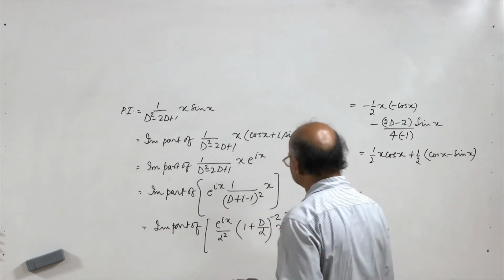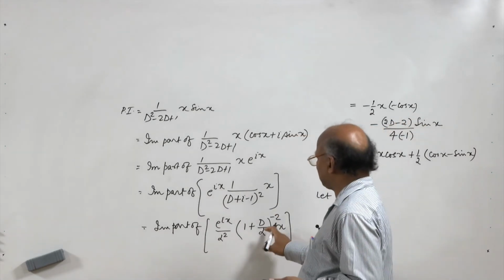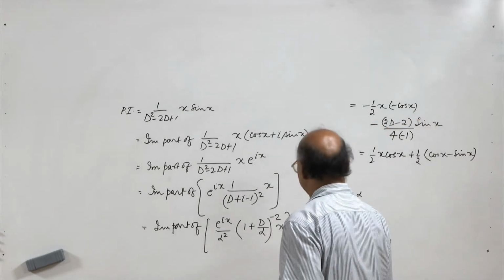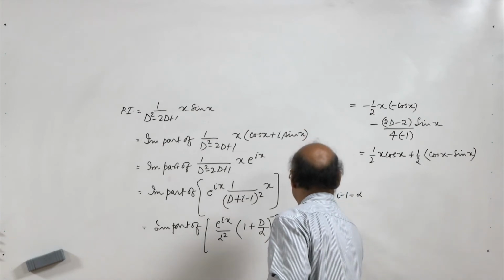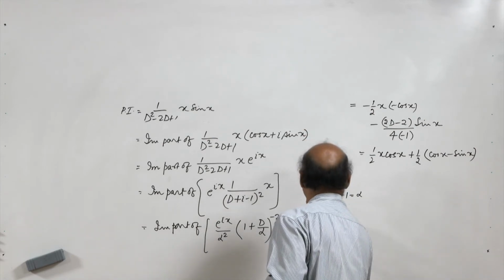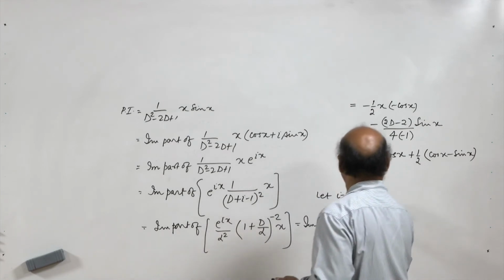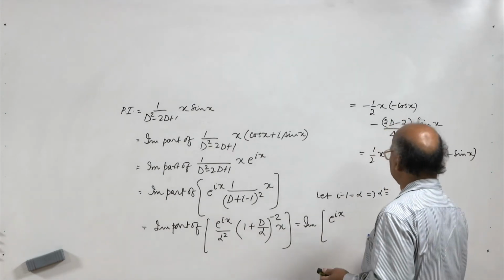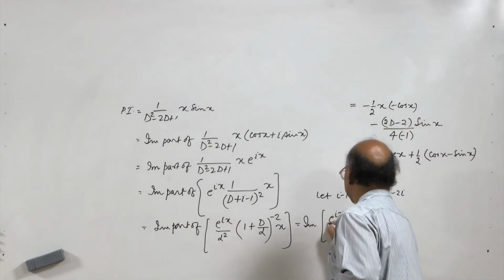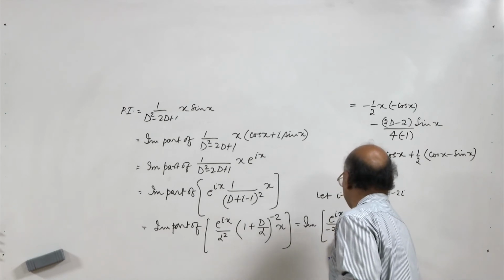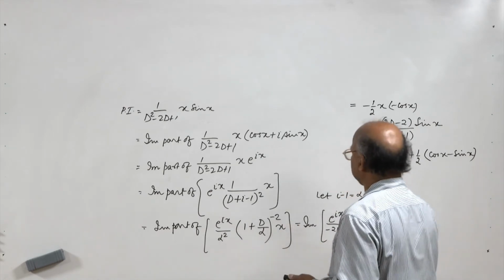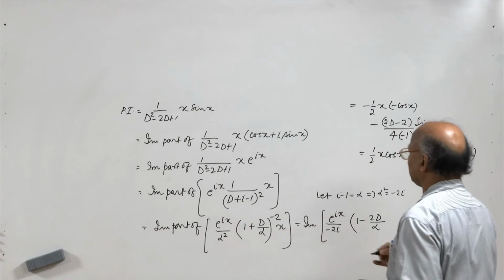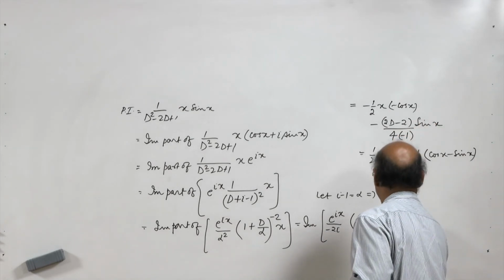Since the power of x is 1 here, when we expand 1 plus D by alpha to the power minus 2, we just retain the power of D as 1, because D square when operates on x will give us 0. So, this is the imaginary part of e to the power ix. Alpha square will be equal to i minus 1 whole square, which is i square plus 1 minus 2i. So, this is minus 2i. So, we get e to the power ix over minus 2i, and then 1 plus D by alpha to the power minus 2 will give you 1 minus 2D by alpha. We are not writing higher powers of D operating on x.